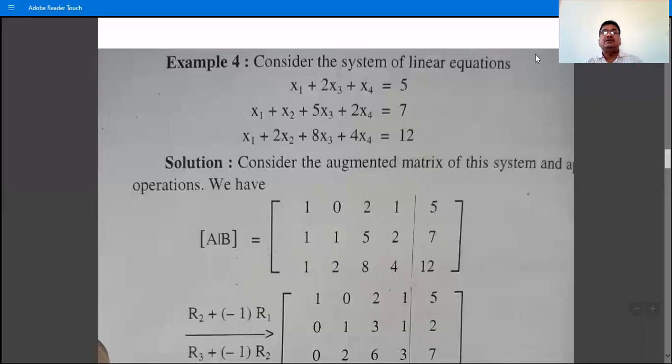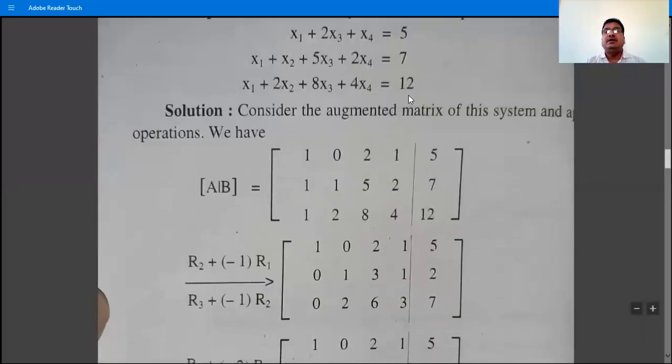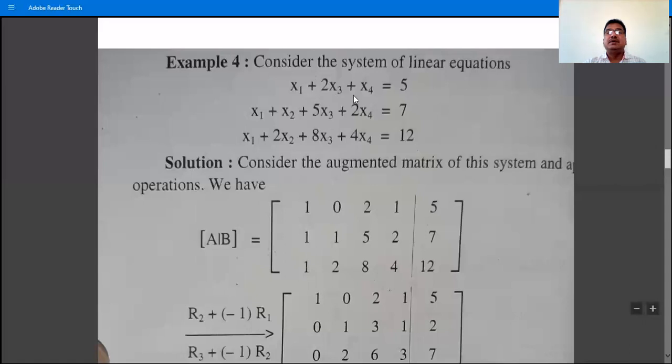Next example, consider the system of linear equations. x1 plus 2x3 plus x4 is equal to this. Then this is the second equation, this is the third equation. So we have three equations and four unknowns.